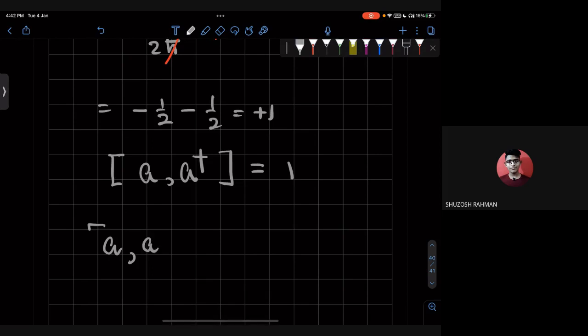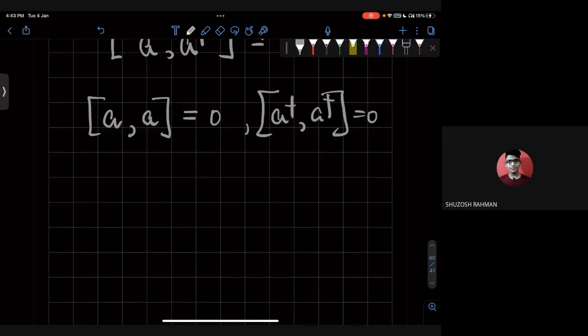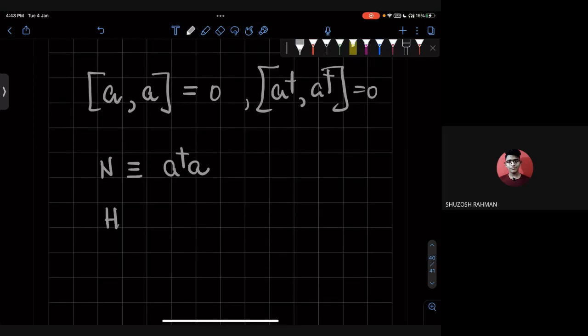So a a, because all operators commute with themselves, so the commutator of a and a will be 0, a dagger and a dagger, commutator will be 0. Okay. So now let us define N. N is an operator which is a dagger a. It's not hard to see that the Hamiltonian H can be expressed as N plus half times h bar omega, okay?